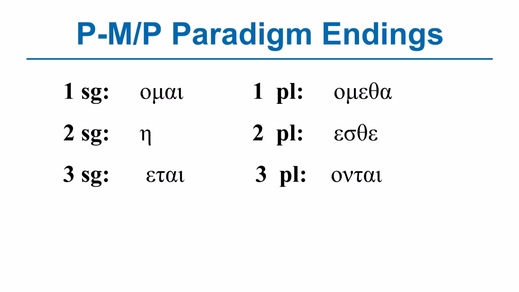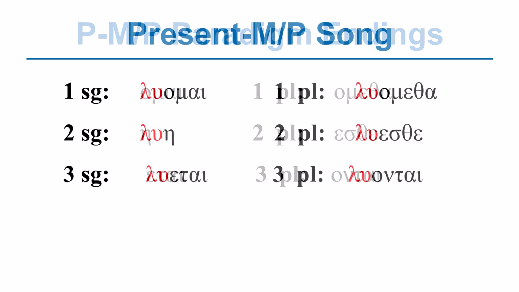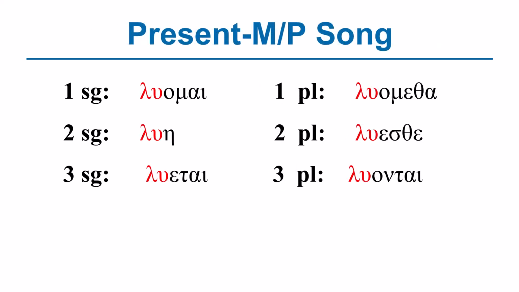But let's look at the paradigm. So you have omai, e, etai, and these are singular endings. In the plural, you have ometha, este, and ontai. So let's know this paradigm by learning the song. Now to learn the song for the present middle passive paradigm, we're going to use the word luo. On the endings for the middle and passive voice, we're going to add the stem lu to know the song.